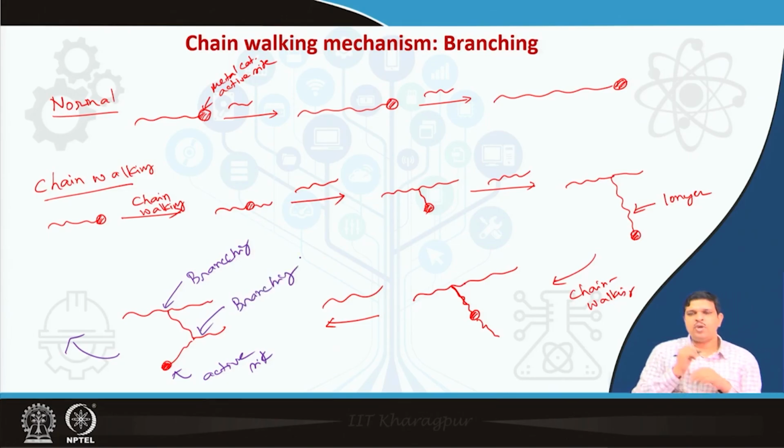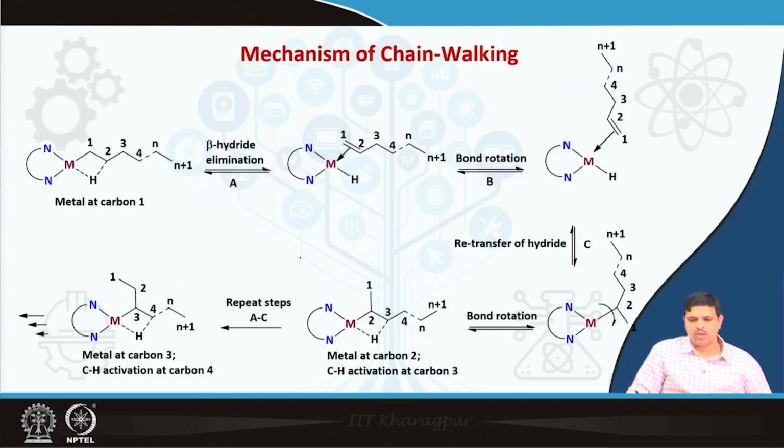Now this is the cartoon diagram. How is it possible? By chemistry, by bond breaking and bond making, you will understand here. So here you will see that this is my beta H, undergoing the beta hydride elimination. So what is happening? You will get the alkene here again, and this is the hydride you are getting by beta hydride elimination, and then there is a bond rotation.